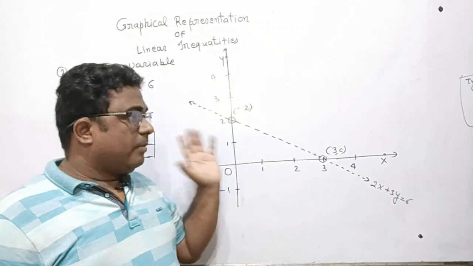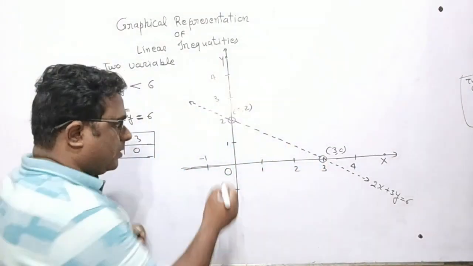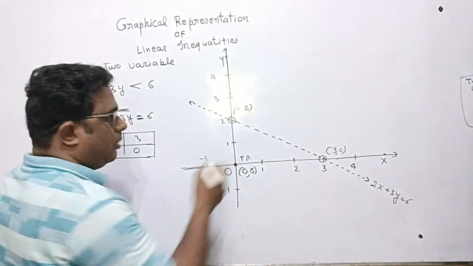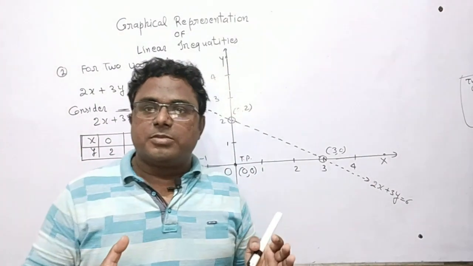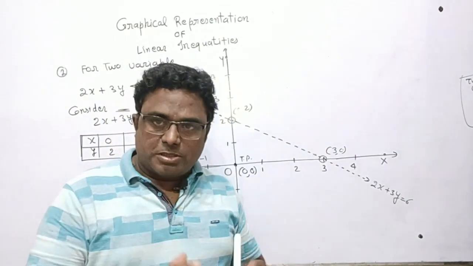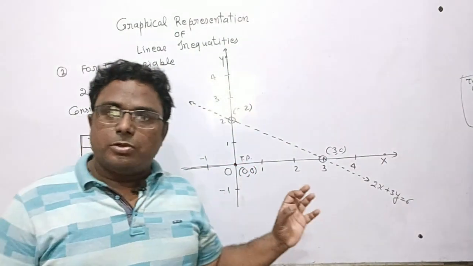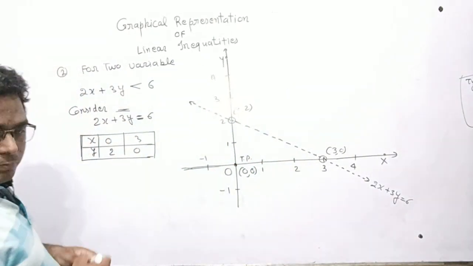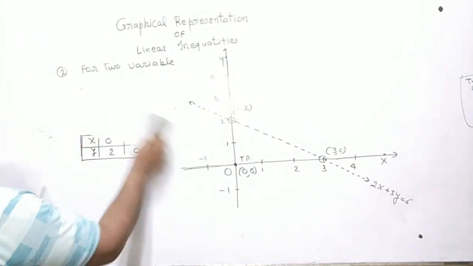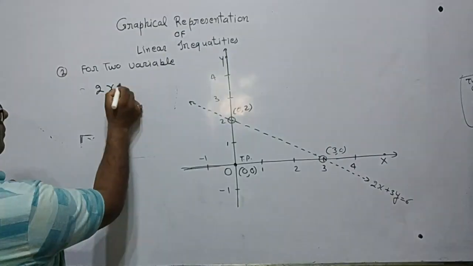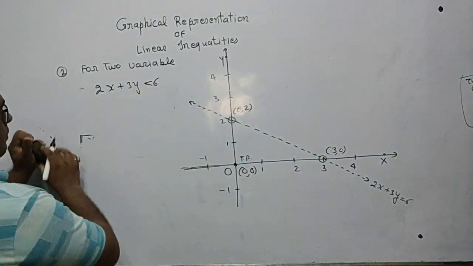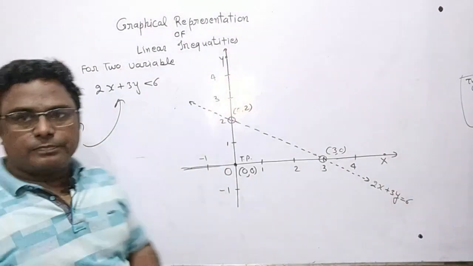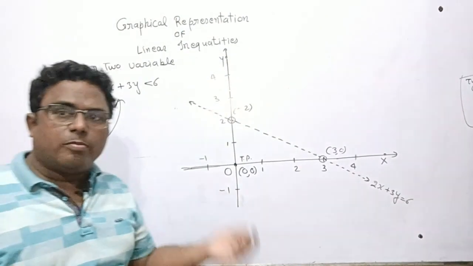In my calculations, I generally use this point as the testing point. Why? Because by taking 0, 0, calculations become easiest. So I am selecting the origin, 0, 0, as the testing point. Now what will I do with the testing point? You simply put 0, 0 into this inequality. You can do this work orally in your mind.